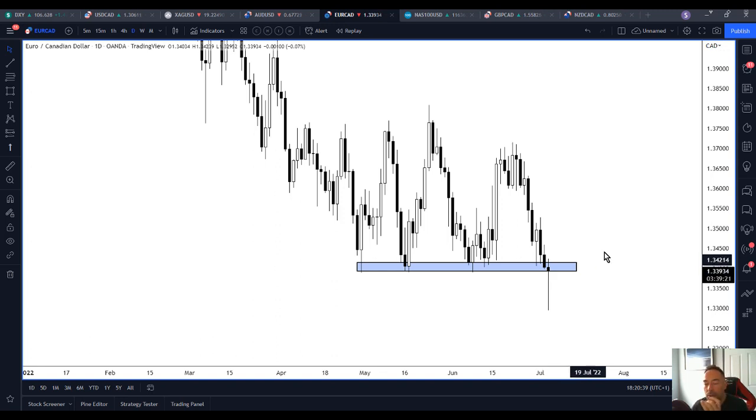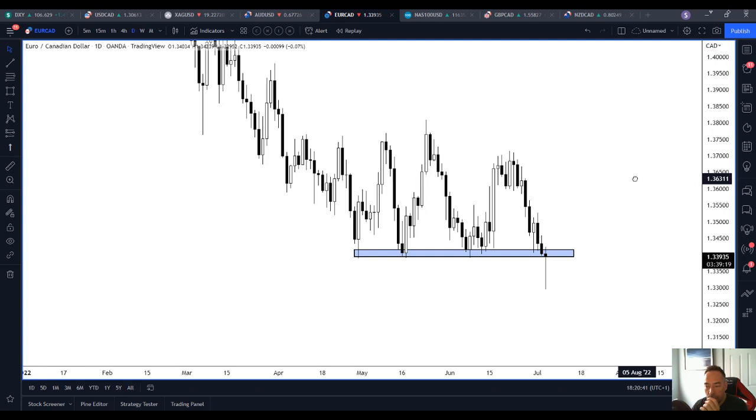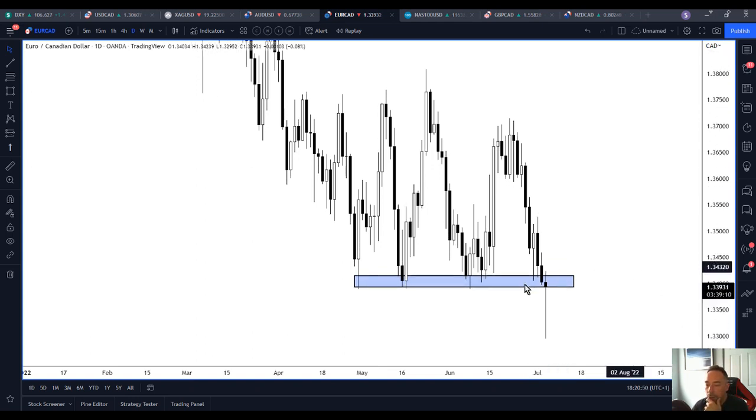Now, we could be seeing a setup on Euro CAD. This is a daily candle. You can see it had a big old push down. The price action at the moment is quite high up now. So we've had a lot of sellers come in, but buyers are obviously there as well.